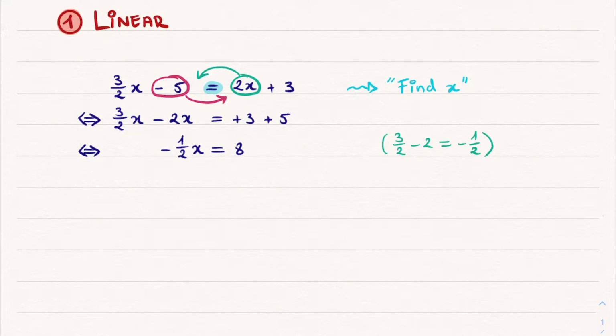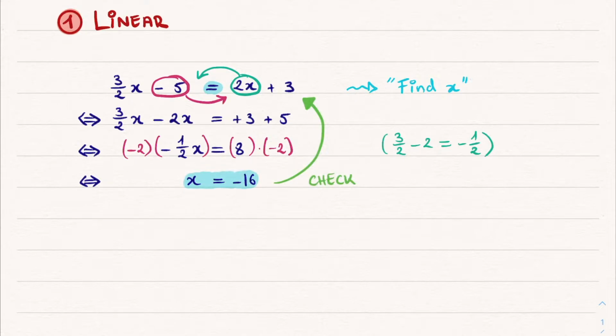Finally, to completely isolate x on the left-hand side, we get rid of the prefactor by multiplying both sides by minus 2, because minus 2 times minus 1/2 is equal to 1. This directly gives us that x must be equal to 16. Now to check your result and see whether you made any mistakes, you can fill in the 16 in the original equation and see if both sides are indeed equal to each other.